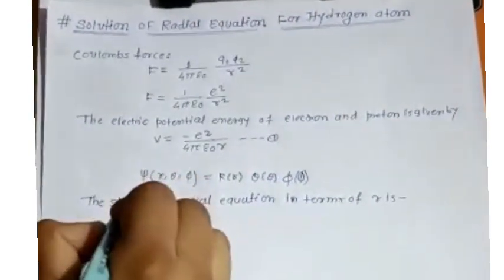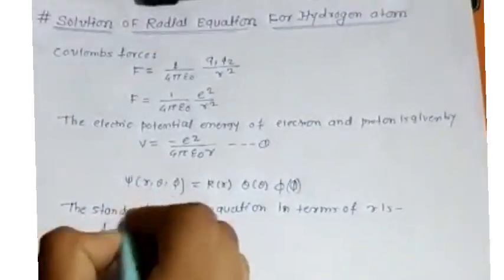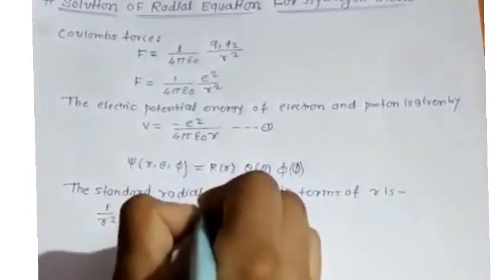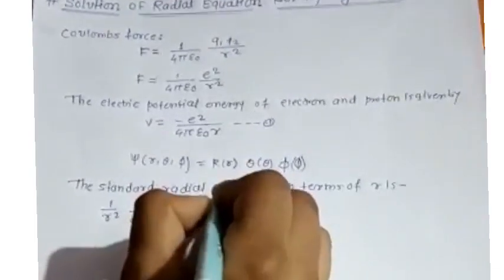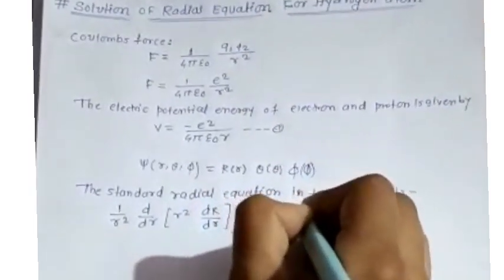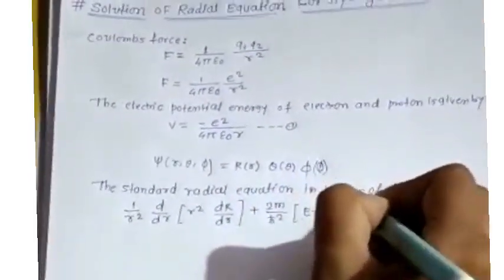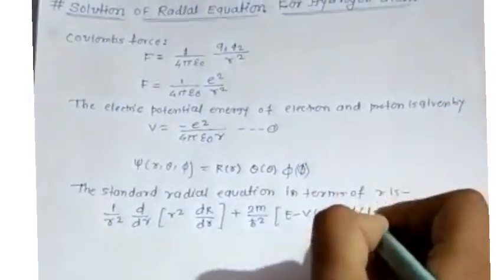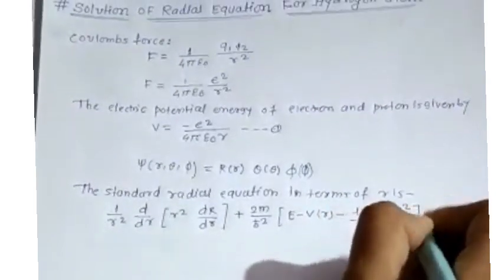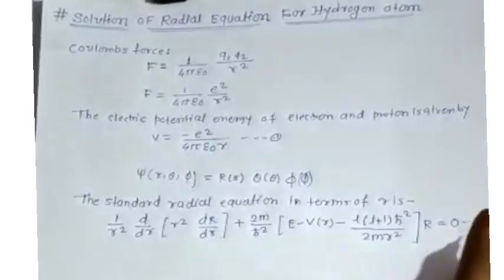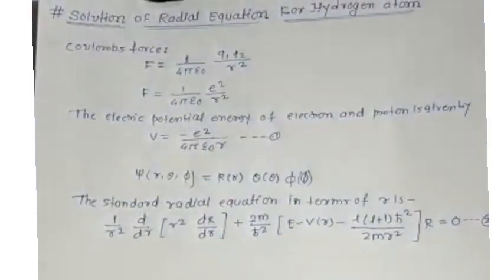So we can write the standard equation, that is 1 upon r square d by dr of r square dR by dr, plus 2m upon h cut square into E minus V of r, minus L into L plus 1 into h cut square divided by 2m r square, into R equals 0. Here we give this as equation number 2.